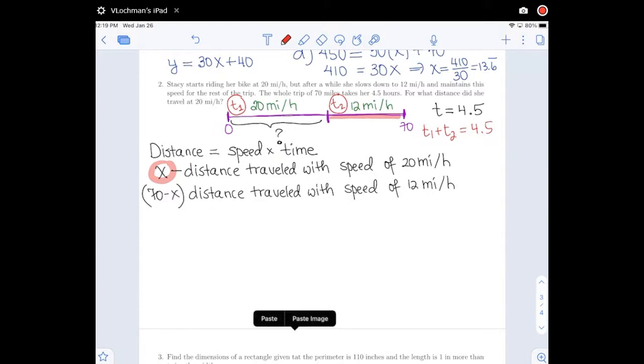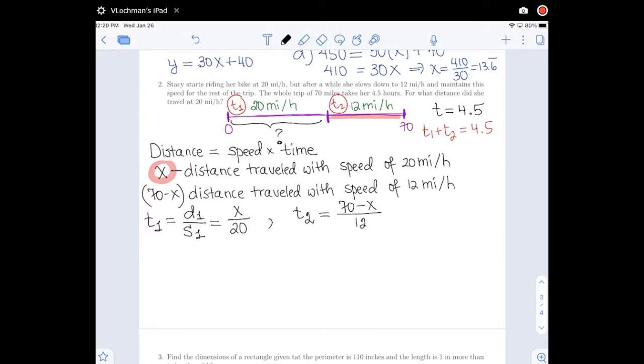So T1: how long did she travel with the speed of 20 miles per hour? It would be distance 1 divided by speed 1. Distance 1 is x, speed 1 is 20. Second part, how long did she travel with the speed of 12 miles per hour? What is the distance there? The distance is 70 minus x. What about speed? That's 12.